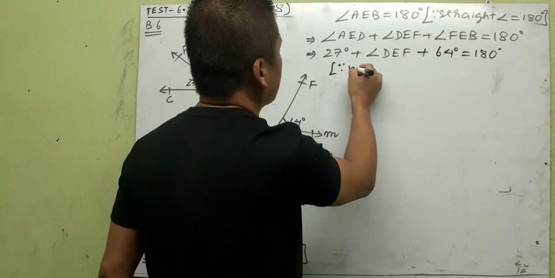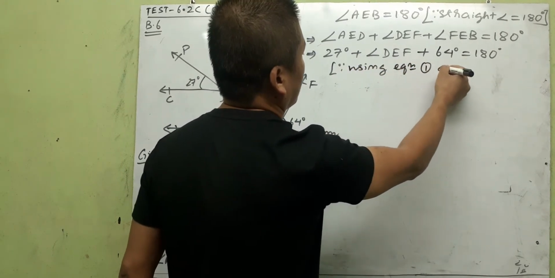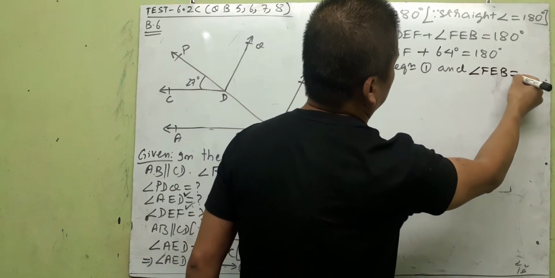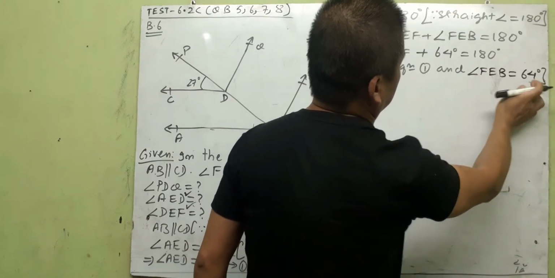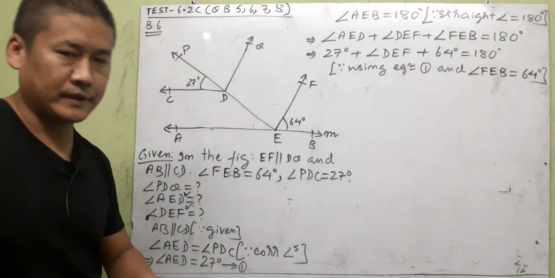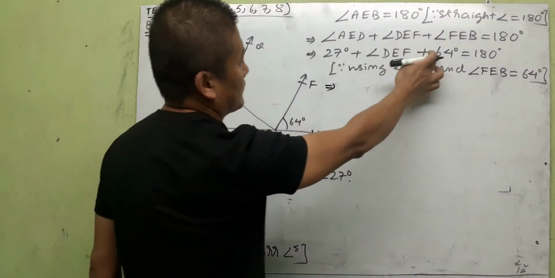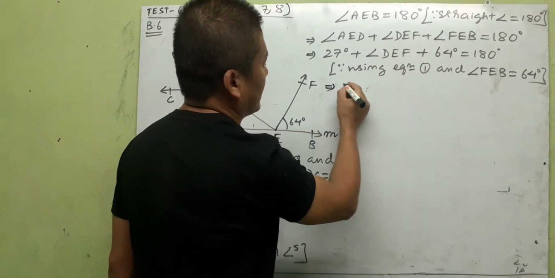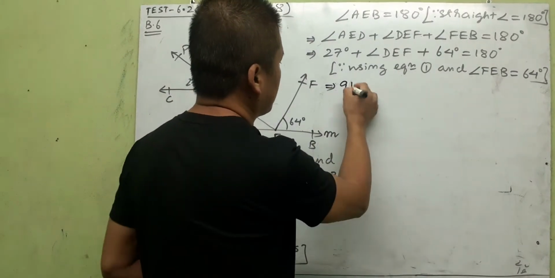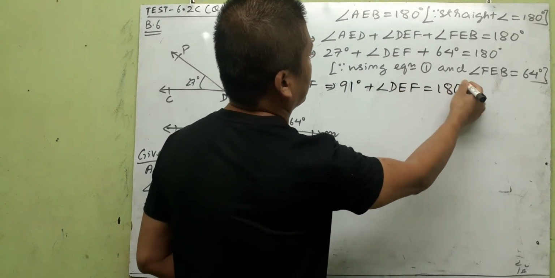Let us give the reason: using equation number 1 and knowing that angle FEB is given in the question itself as 64 degree, therefore we replace AED by 27 degree. That's what we mean. Now when we add these two numbers, 27 plus 64 is 91 degree, plus angle DEF equal to 180 degree.